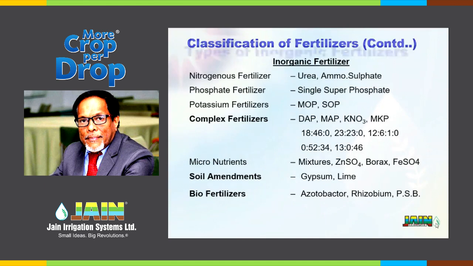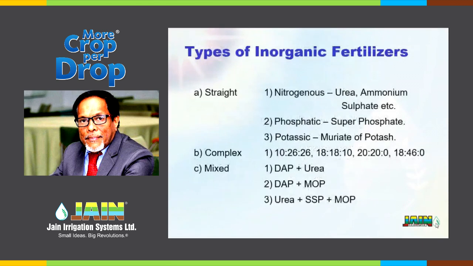Now, let us look at straight fertilizers, for our knowledge. Urea is a straight fertilizer, it just contains nitrogen. Then superphosphate contains phosphate; the main element is phosphorus, and it also contains some sulfur. Then you have muriate of potash, which is potash. Then complexes are there, different complexes are available: 18-18-10, 10-26-26, 17-17-17, very popular. Then we have mixed ones, where DAP is mixed with urea in a certain proportion.